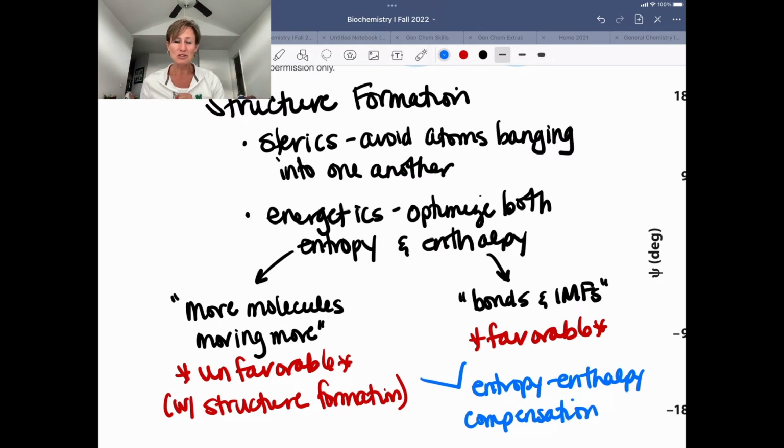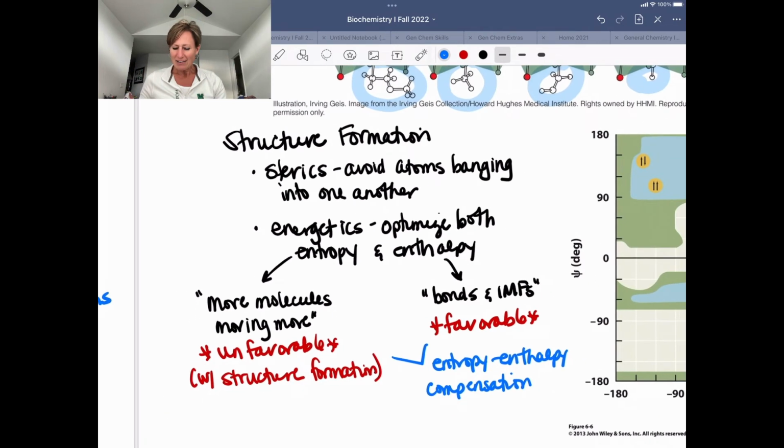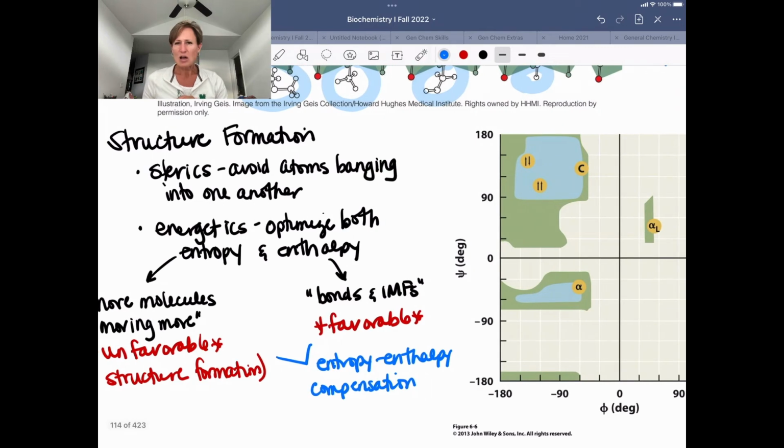We're going to get to what those enthalpic compensations are in just a little while, but to highlight, what does this Ramachandran plot have to do with any of these? Well, the Ramachandran plot really has to do with the sterics piece. So we want to avoid atoms banging into one another.